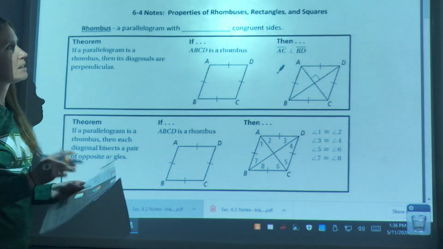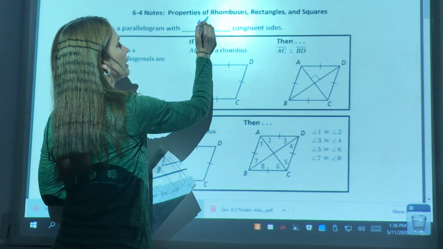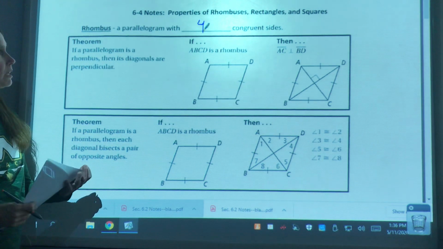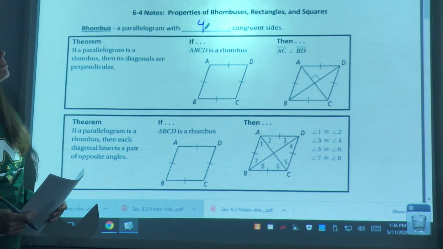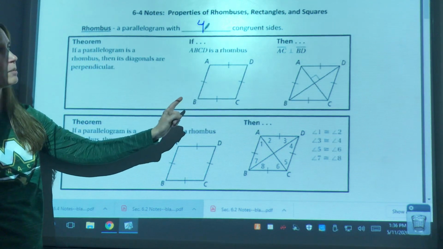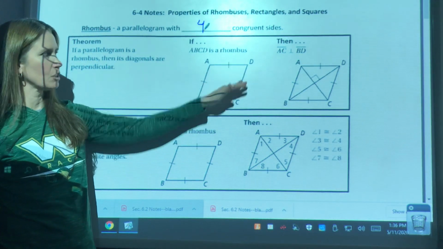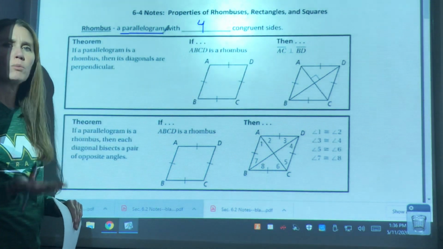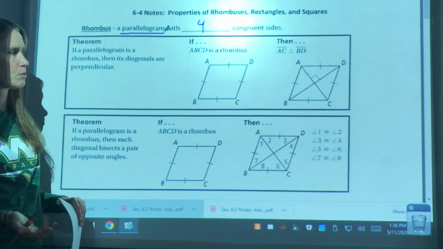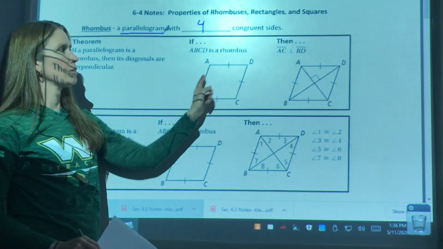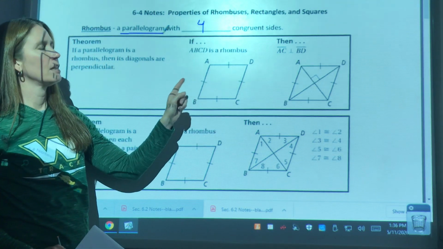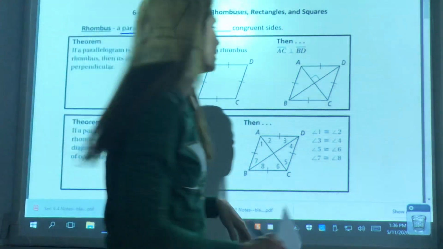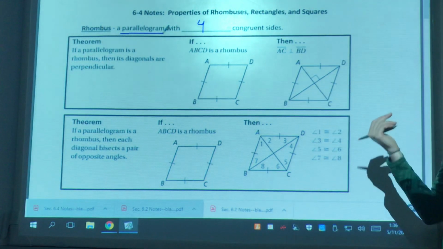Okay, so a rhombus is a parallelogram with 4 congruent sides, and the theorem that goes along with this says that if a parallelogram is a rhombus, then its diagonals are perpendicular. Okay, so that's what it's showing here. If it's a rhombus, meaning it's a parallelogram. Now they're not showing me that it's a parallelogram, but they told me up here that it is a parallelogram, so they don't need to show me all of that on the picture as well. So I know it's a parallelogram and I know it has 4 congruent sides, so therefore another thing I know about a rhombus is the diagonals must be perpendicular. And again, what we mean by that is it forms right angles.